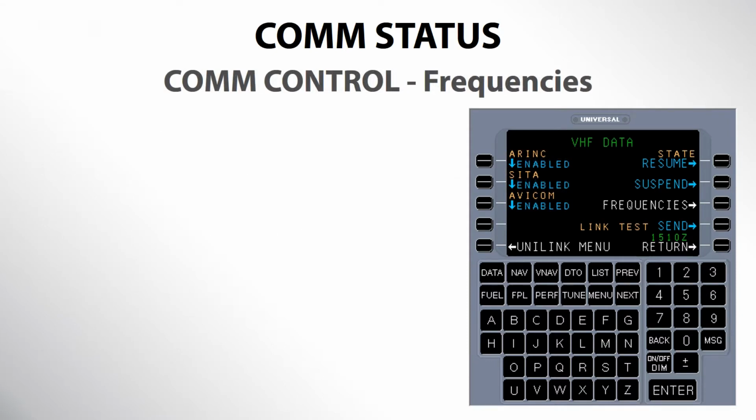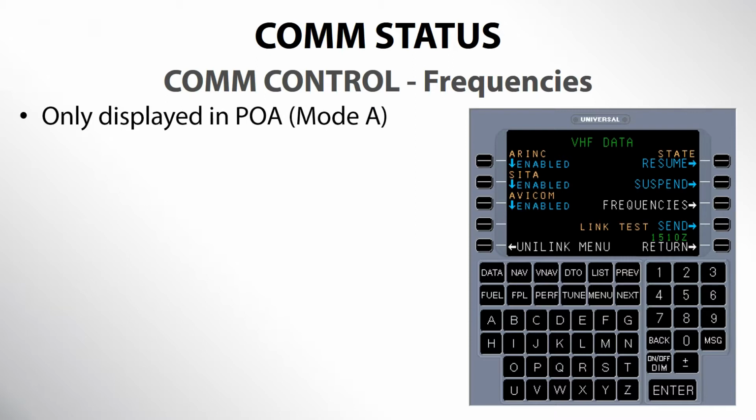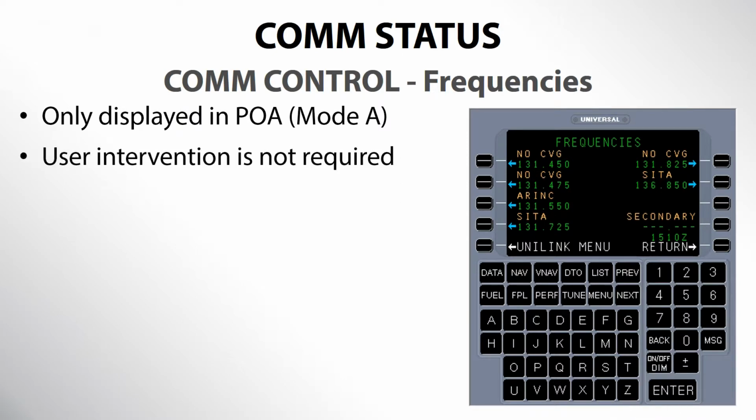The Frequencies page is accessed by selecting the Frequencies line select key. Please note that this prompt is only displayed while the VHF link is operating in POA, or Mode A. The Frequencies page displays the primary frequency table and a field for secondary frequency selection. Normal frequency selection is controlled automatically by Unilink management logic, and user intervention is not required.